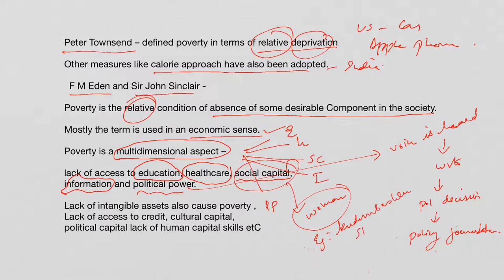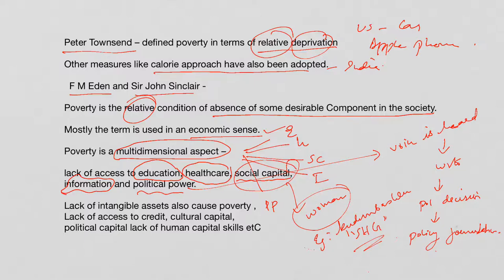Kudumbashrees are like self-help groups. Okay, so in all these programs, the aim is to increase their access to credit and increase their social capital, or bandwidth, or networking, so that women also get access to all this social capital.